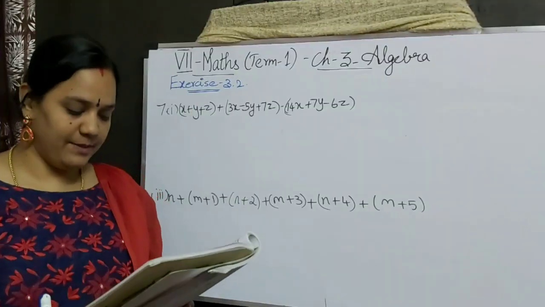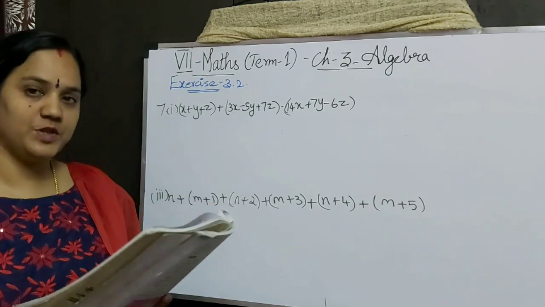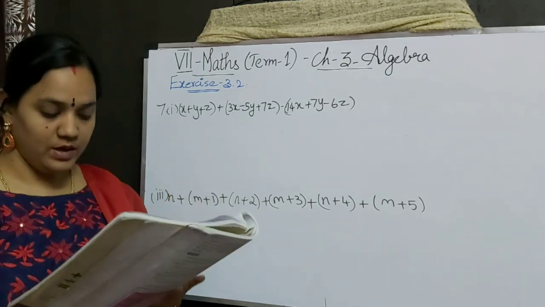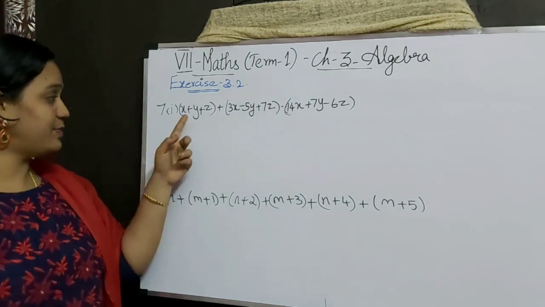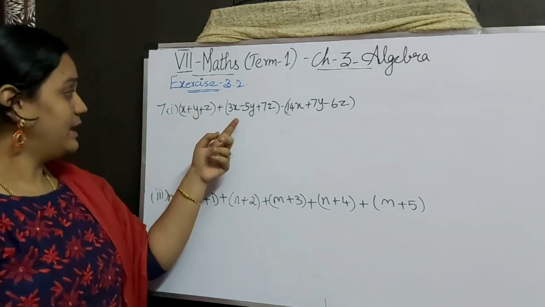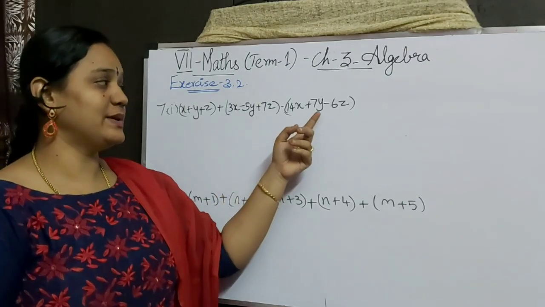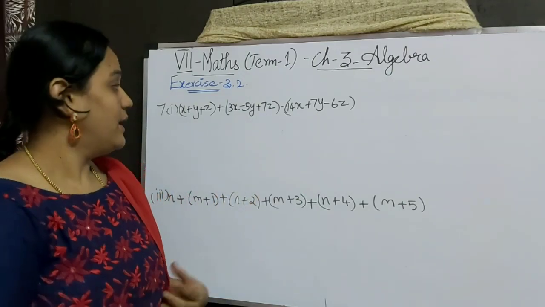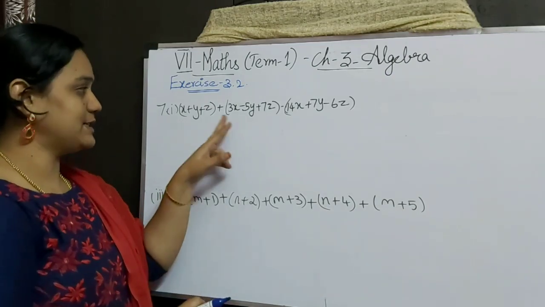Seventh problem. Simplify. We have three options here. First and third option I will be solving for you. Second option you can try. Okay. So now the first option is x plus y plus z plus 3x minus 5y plus 7z minus 14x plus 7y minus 6z. Okay. There are three expressions given in this problem. And here it is plus and here it is minus.